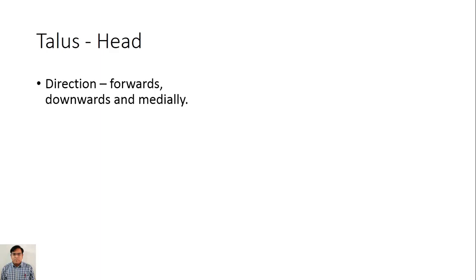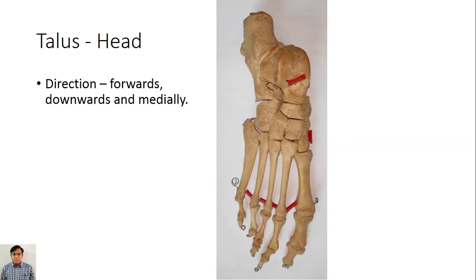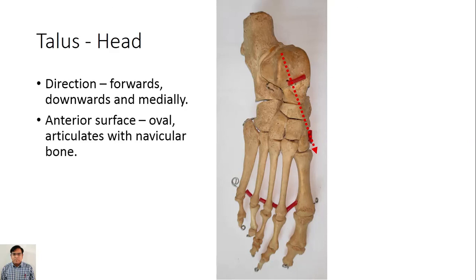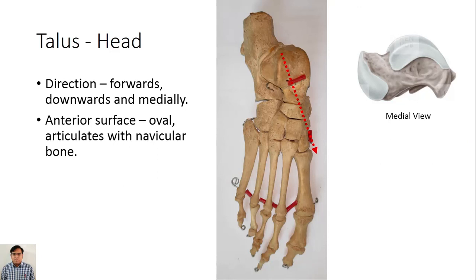So, head. Head is directed forwards, downwards and medially. So in this photograph, this is superior view, you can see the direction forward, downwards and medially. Anterior surface of talus, head of talus, is oval and articulates with navicular bone. You can see in this photograph, this is articular surface which is oval, which articulates with navicular bone.